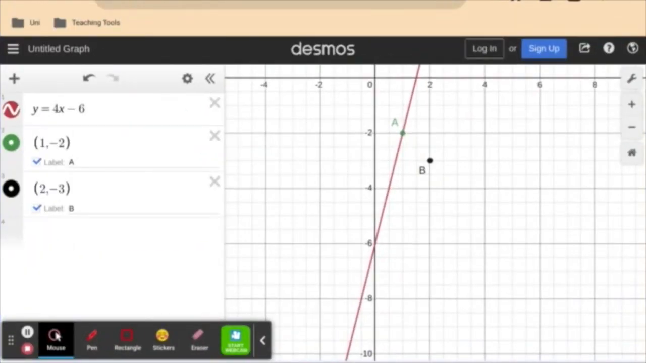And I encourage you all to use Desmos as much as you can, just to check your answers. It's a really good tool for working through, especially linear relationships questions.